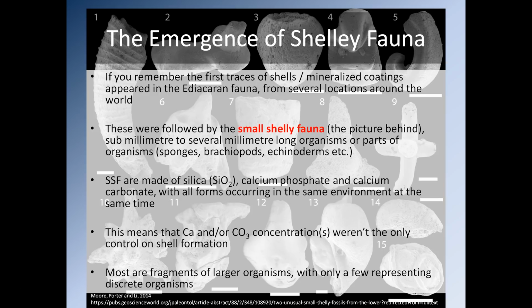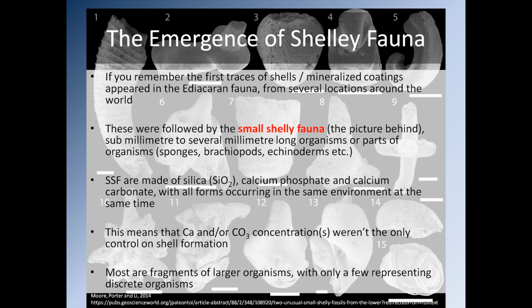Now, these were followed by the small shelly fauna, and if you look at the picture behind, you can see some members of the small shelly fauna. These are typically sub-millimeter to several millimeter long organisms, or parts of organisms. Quite a few of these fragments that we see in the small shelly fauna are often pieces of shells, or mineralized coatings, belonging to larger organisms like sponges, brachiopods, or echinoderms. Echinoderms are the groups that include sea urchins and starfish.